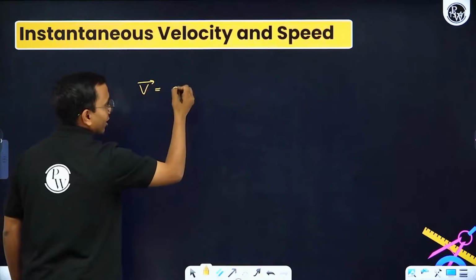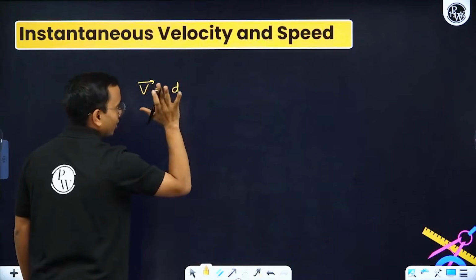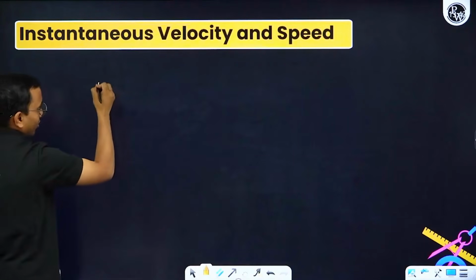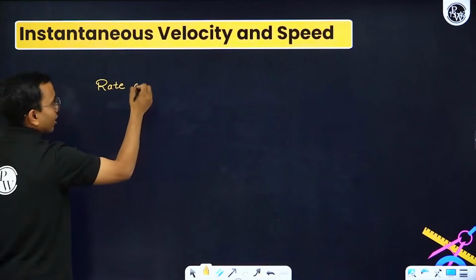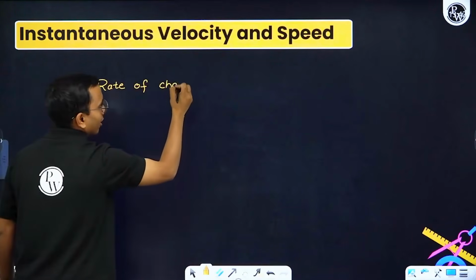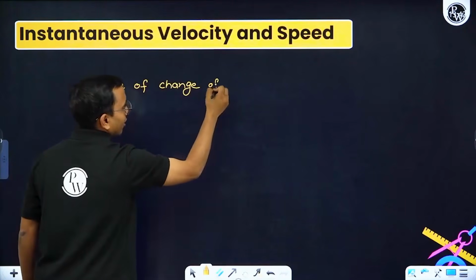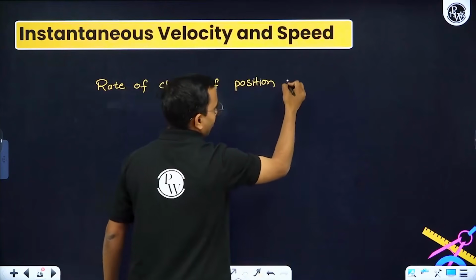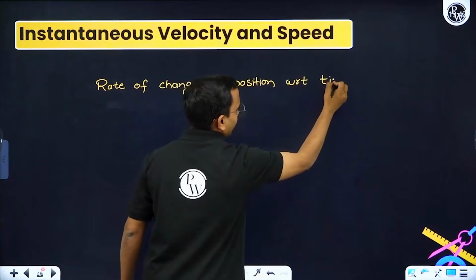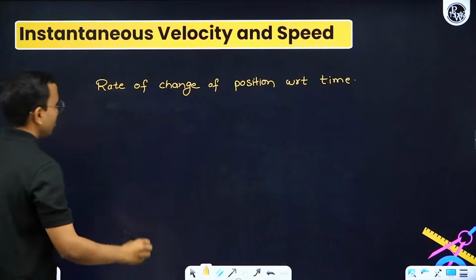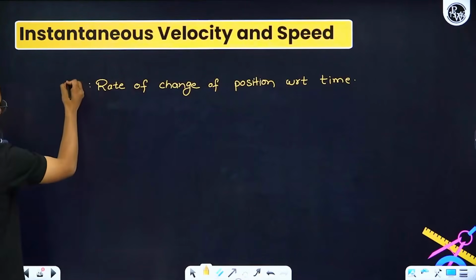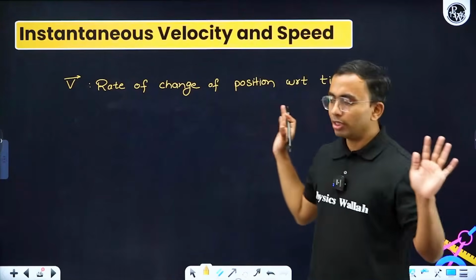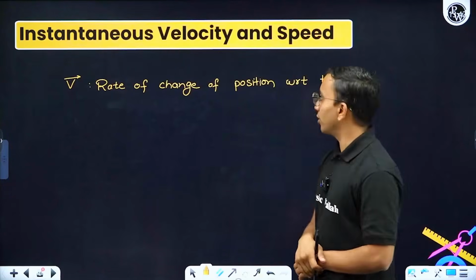Rate of change of position. Now I'm writing this separately for 1D and 2D. First of all, let me write that definition. So this will become rate of change of position with respect to time, and this becomes my instantaneous velocity. So when we write v, it means instantaneous velocity only. If we write v average, that means the average velocity.